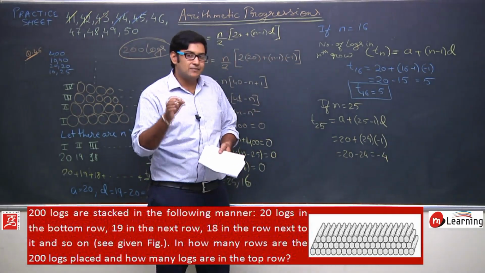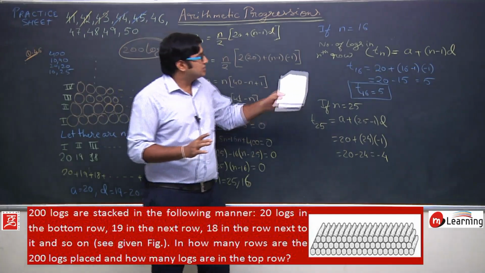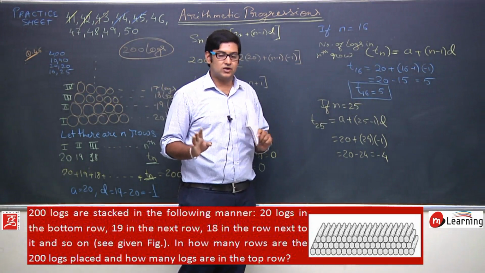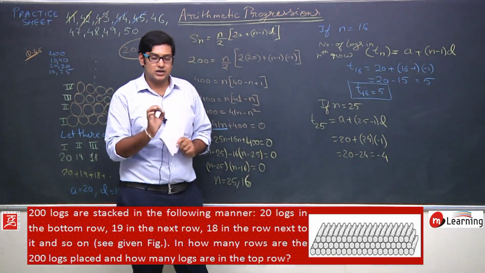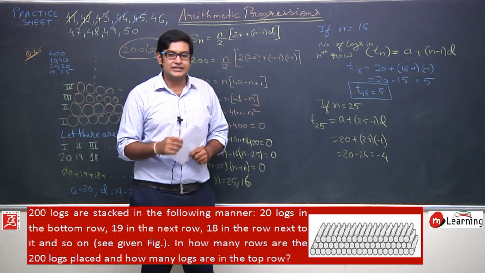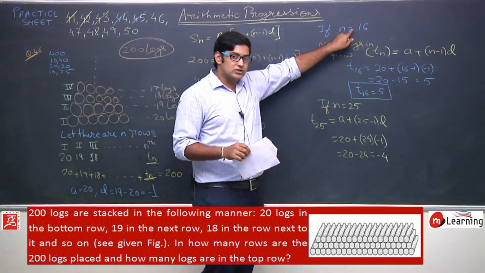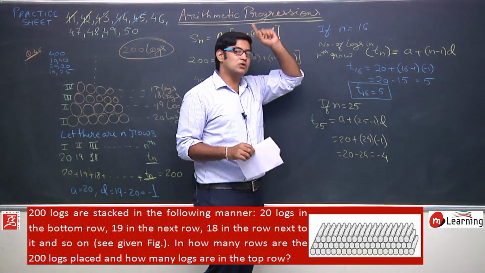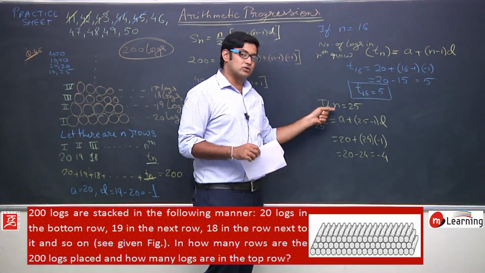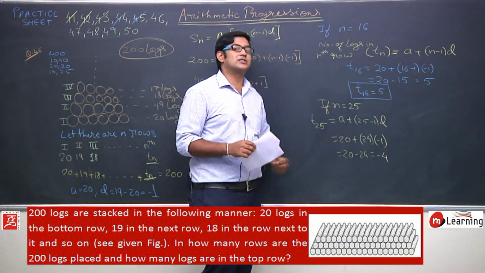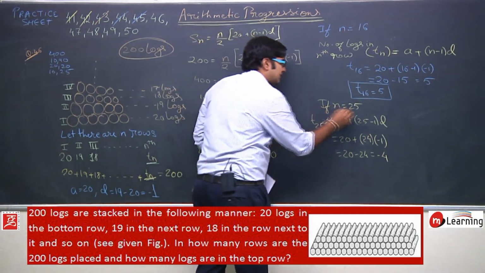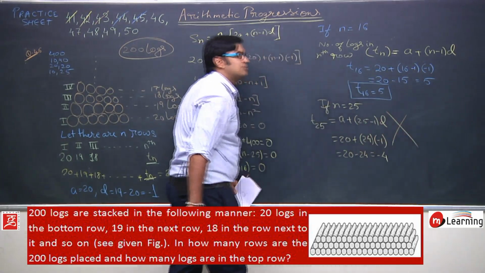So it means that mathematically, both answers 16 and 25 are correct. But practically, if I see the situation, for 16 rows I will have 5 logs in the topmost row. For 25 rows I will have minus 4 logs in the topmost row. It means practically this situation is not possible.